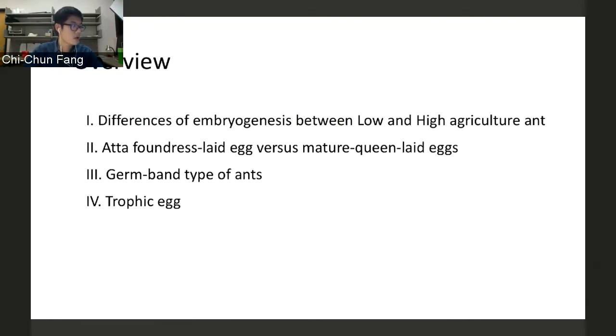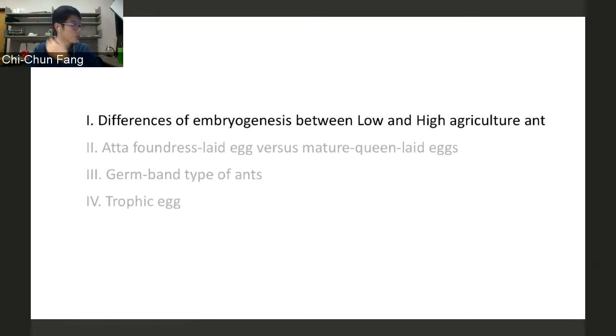And the third part, I'm going to use 2 genetic staining evidence to prove that ant embryogenesis is not the same as honeybees or wasps. And the last part is kind of a side project that I was lucky enough to figure out. We found out some new story about the trophic egg, and I will go deeper after.